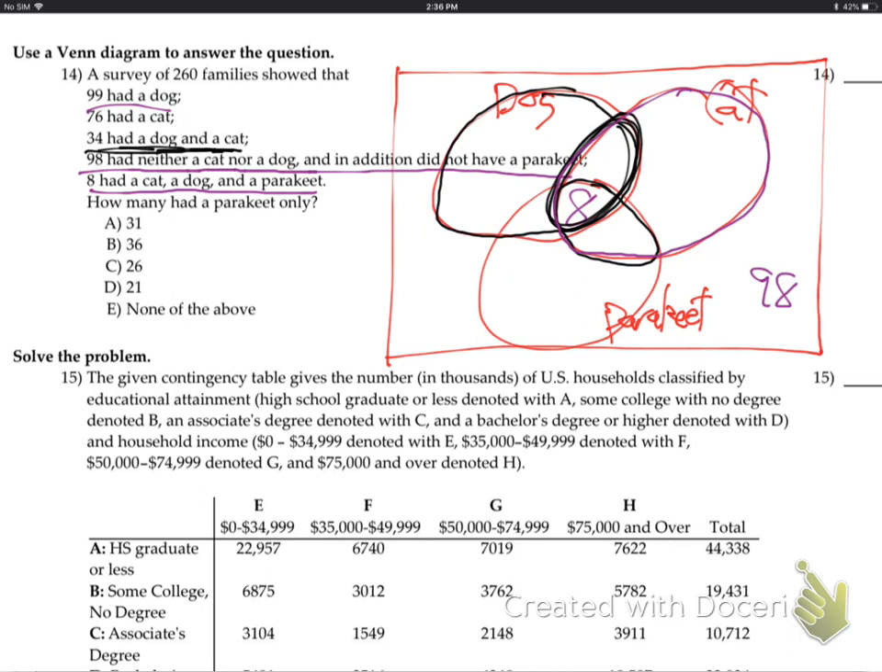See how these two together are both dog and cat? So they're saying those two have to make 34. This one's already 8. We already got 8 used up. Subtract that. What's that, 26? 26 there. See, those two make 34 now. That fits the fact that 34 had a dog and a cat. All right, where are we at here? 76 had a cat.